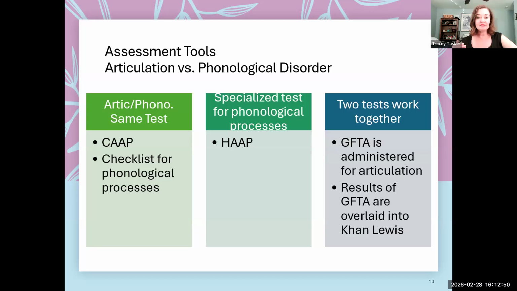Sometimes there are specialized tests for phonological processes. So the HAP, which was mentioned in chapter 10, was one of your transcription exercises. That is a test which is specifically looking at phonological processes. And then there's another option where two tests work together. The Goldman-Fristoe test, which I mentioned, is an articulation test, but then there's a test called the Khan-Lewis, where the results of the Goldman-Fristoe are overlaid into this other test. So they can work independently or they can work together. Okay.